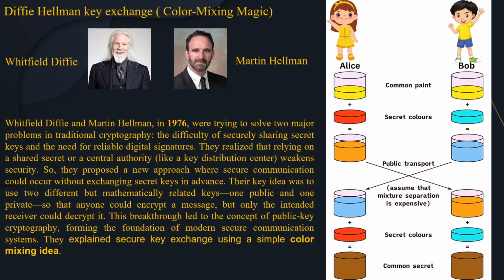Here, Diffie-Hellman key exchange, or color mixing magic. Whitfield Diffie and Martin Hellman in 1976 were trying to solve two major problems in traditional cryptography: the difficulty of securely sharing a secret key and the need for a reliable digital signature. They realized that relying on a shared secret or a central authority like the Key Distribution Center, or KDC, weakens security. So they proposed a new approach, where secure communication could occur without exchanging a secret key in advance.